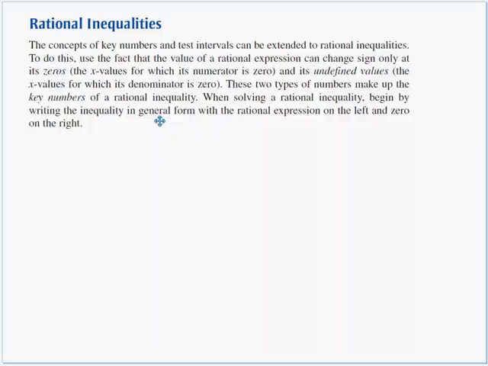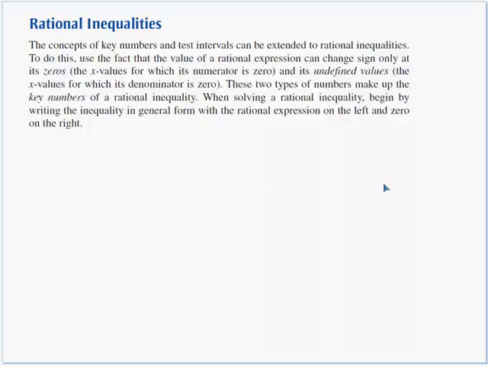To do this, use the fact that the value of a rational expression can change sign only at its zeros, the x values for which the numerator is equal to 0, and any undefined values, the x values where the denominator would equal 0. These two types of numbers make up the key numbers of a rational inequality.